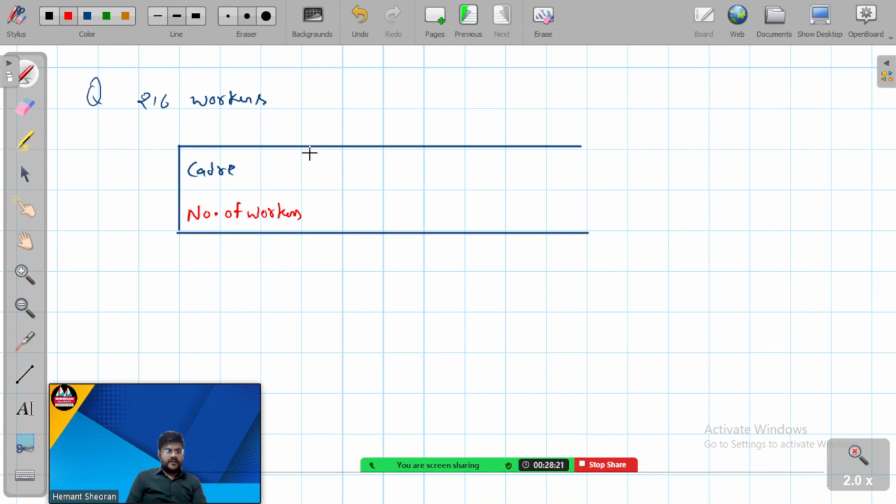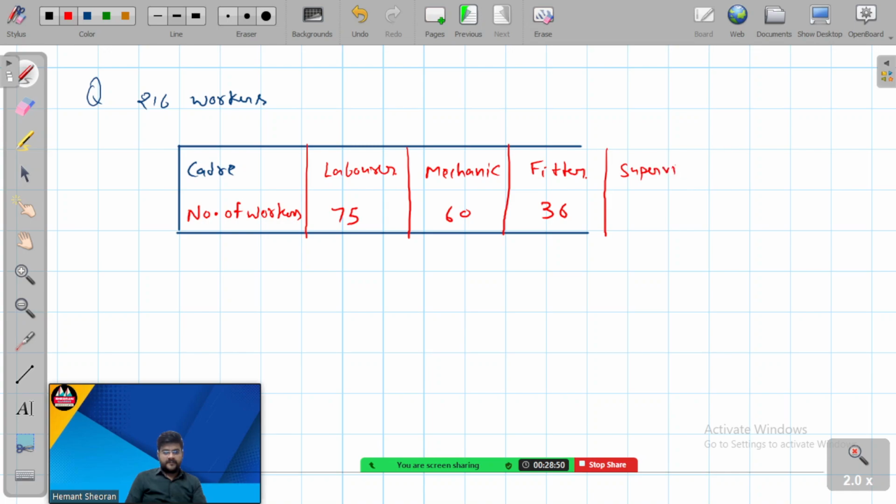If I start naming, a few of them are laborers. Let's say 75 are laborers. Then some are mechanics. Let's say 60 are mechanics. Then the next one is fitters. There are 36 fitters. Then comes the next data: the supervisors. How many supervisors do we have? 27. Then comes the clerks. How many clerks do we have? 18. So you just have to do the calculation for it.